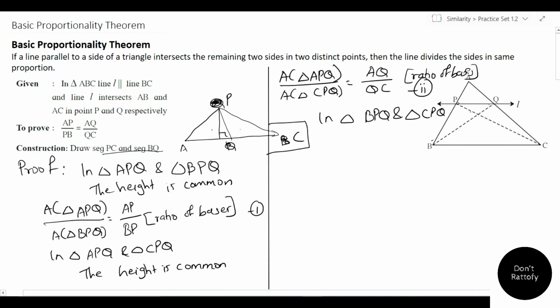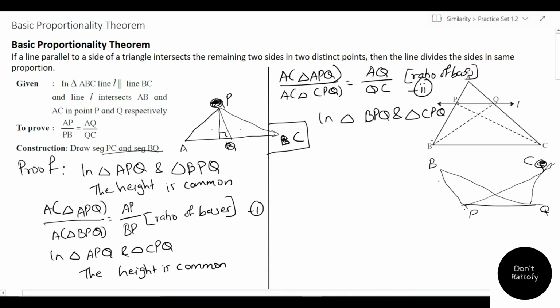In this, as you can see, if I invert it, the triangle will be somewhat like this. Pardon my drawing, but this is how it will look. One side it will be B, another side it will be C, here it will be Q, and here it will be P. Okay, so this is what the triangle will look like.